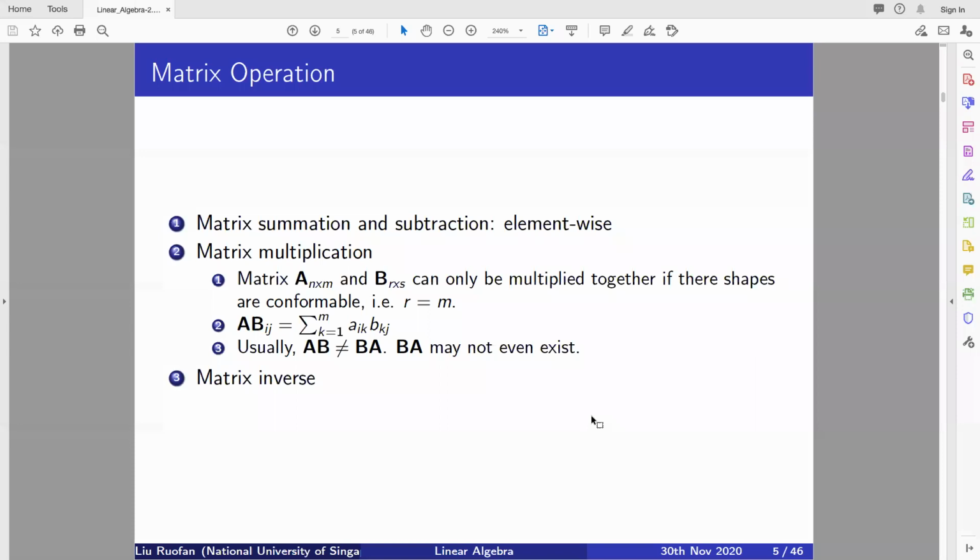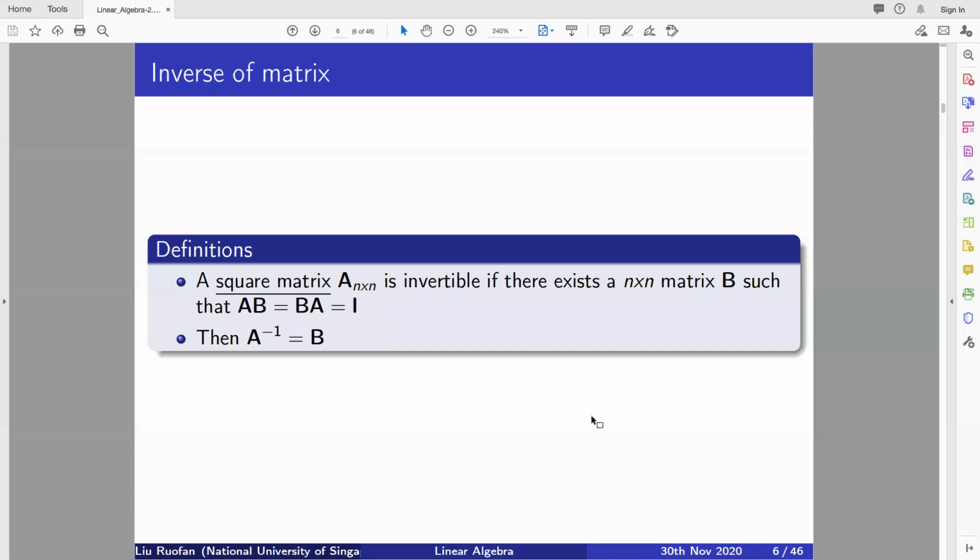In linear algebra, there is nothing called matrix division, but we have a similar concept called matrix inverse. The inverse of a matrix is only defined for square matrices. A square matrix A is invertible if there exists an n by n matrix B, such that AB is equal to BA is equal to identity. Then B is the inverse of A.